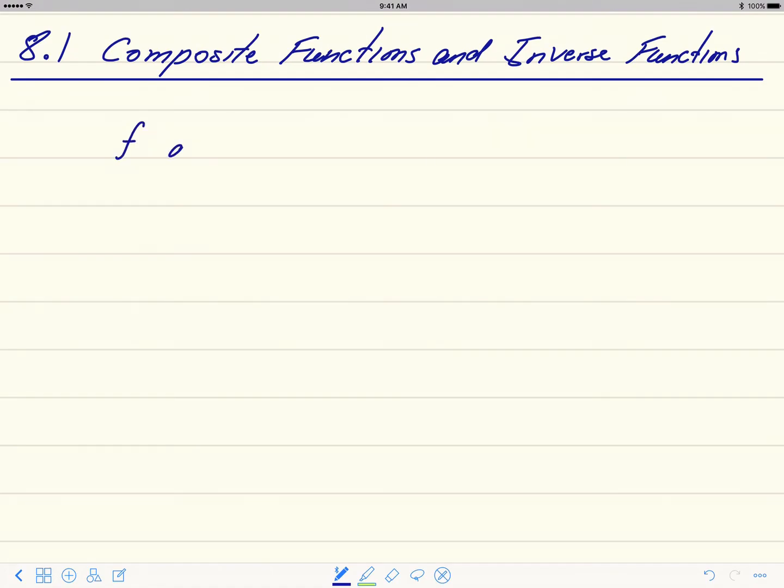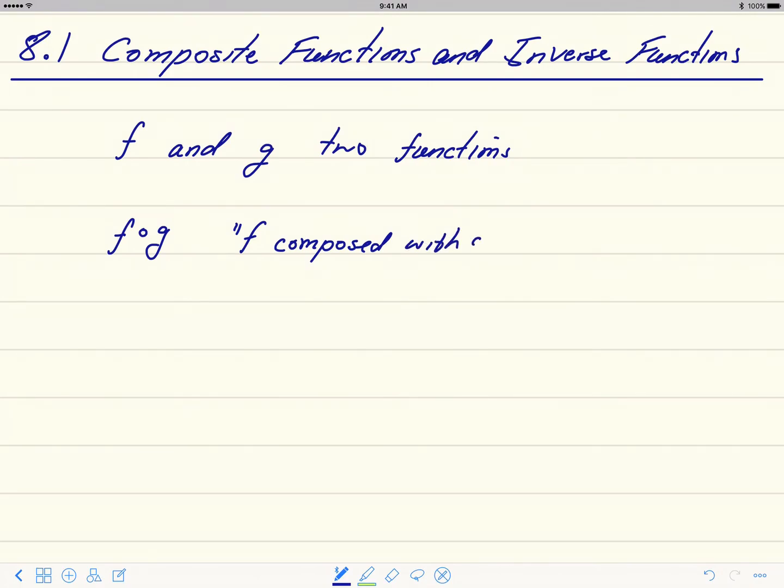So let's say that f and g are two functions. Then f circle g means f composed with g. This is the composite function. So to make a composite function, you need two other functions. Sometimes you can make a composite function with more than two. But for now, let's just say f and g are two separate functions, and then we compose them together, and we get this f little circle g.